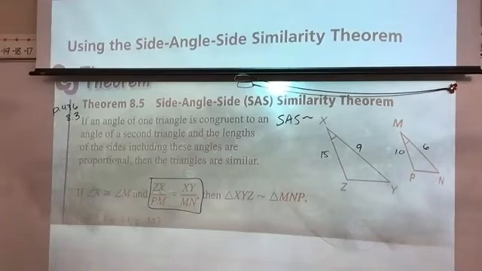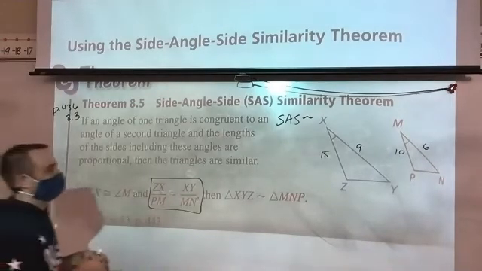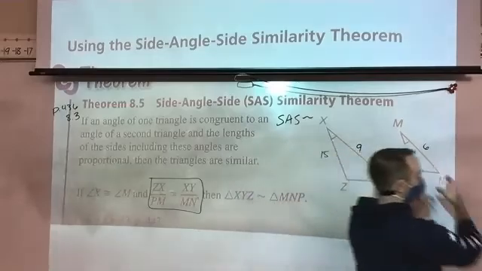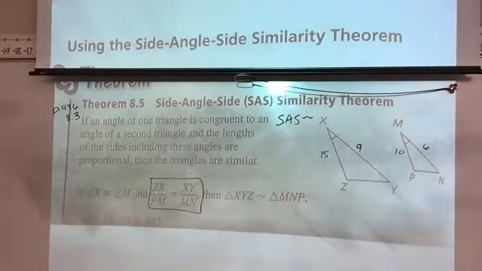We talked about that a lot in chapter 5. It's got to be the included angle. And then those two pairs of sides are proportional, so we can create that proportion. The scale factors are the same. Then that's enough to say that they're similar.